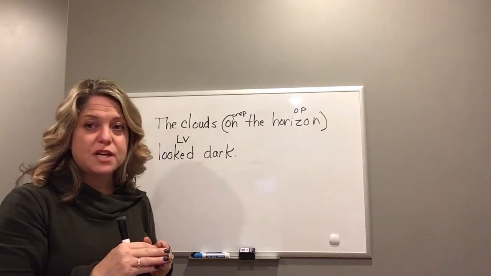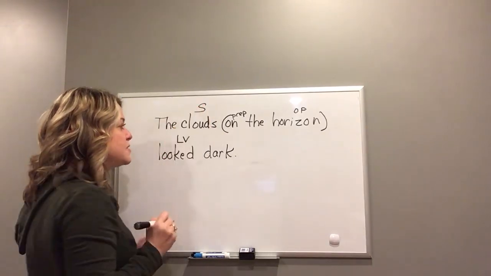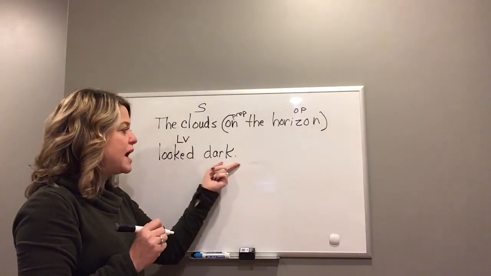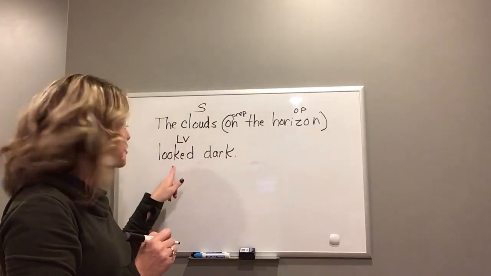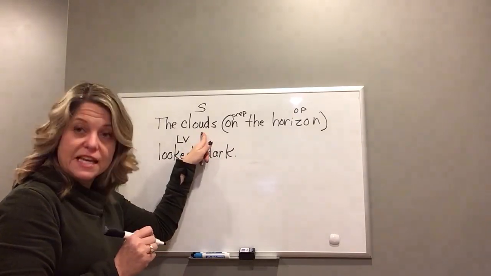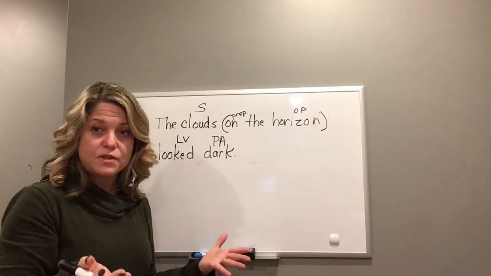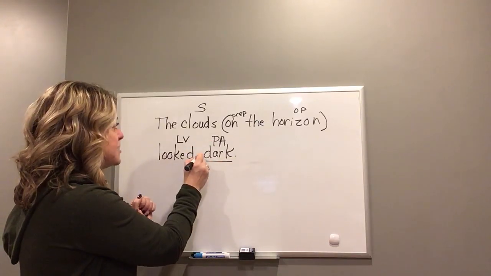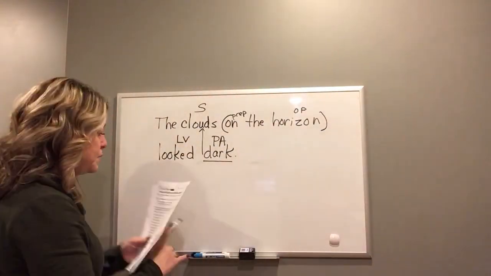So now we need to find our subject. What looked dark? Clouds. So clouds is our subject. So now we have the clouds looked dark. We have this describing word over here that follows or comes after a linking verb. Does it describe clouds? Are they dark clouds? Yes, they are. So this is a predicate adjective. Okay? So that's what number 11 would be. Dark is our predicate adjective, and it actually describes clouds.